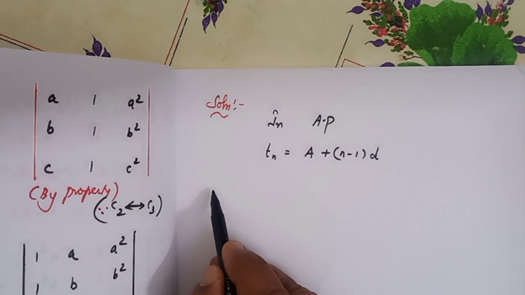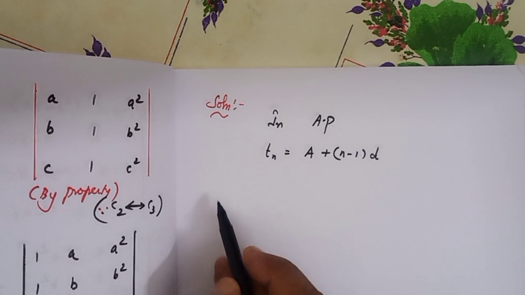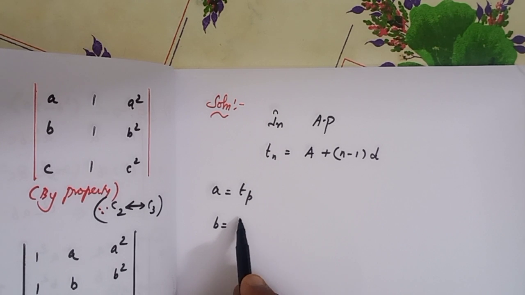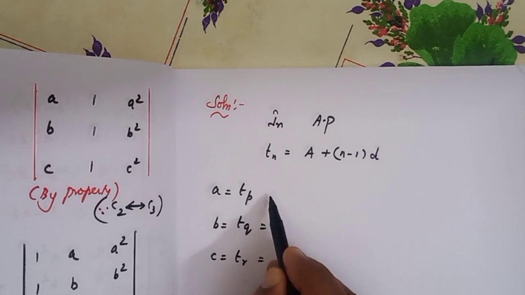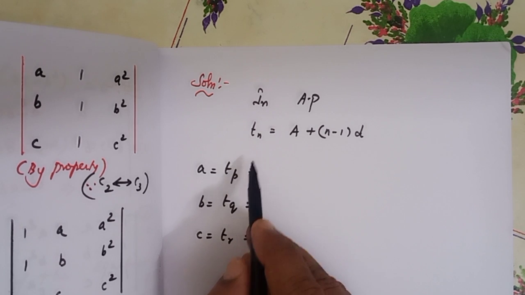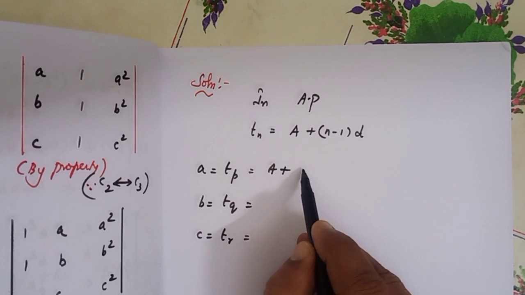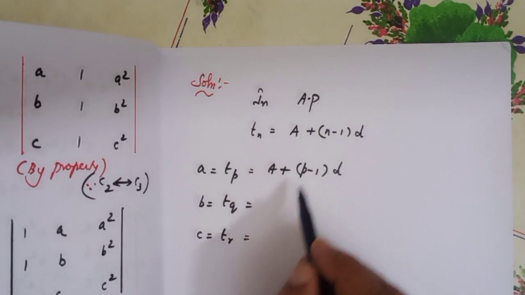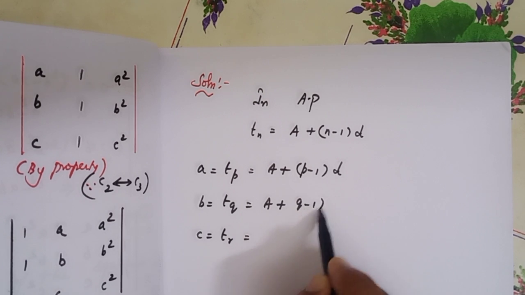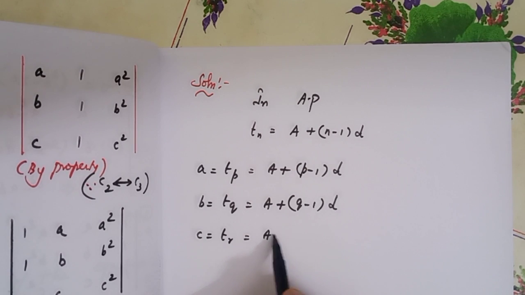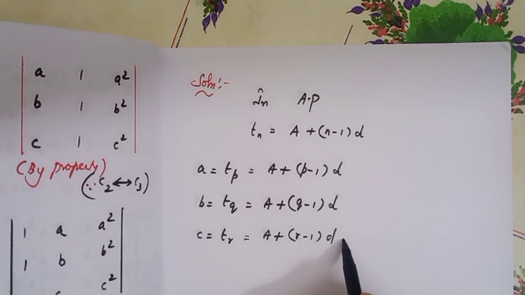Here you are given a as the pth term, b as the qth term, c as the rth term of an AP. Instead of n we have p, so replace n by p in the formula: we get A plus p minus 1 into d. Replace n by q: A plus q minus 1 into d. Replace n by r: A plus r minus 1 into d.